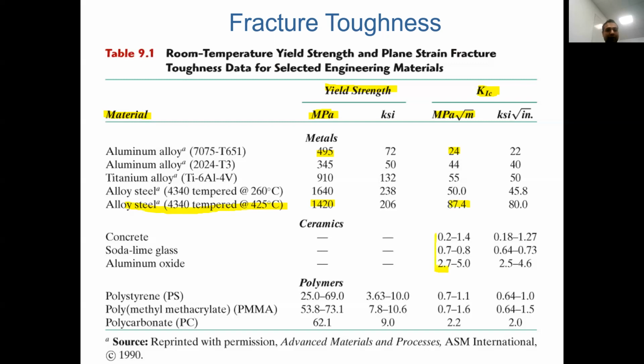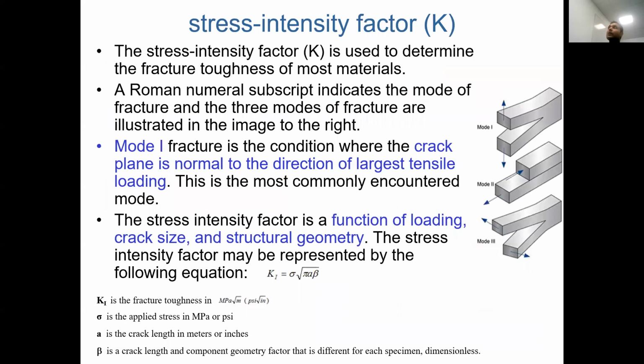So have a look at the brittle materials. They have a very low value of the stress intensity factor. If you compare that with polymers, you can get an idea. And if you compare that with metals on the top, just to give you an idea. Okay, next one. Now, stress intensity factor. It's used to determine the fracture toughness of the material.